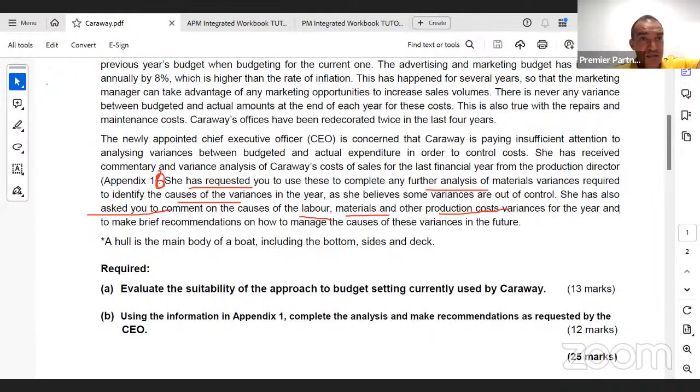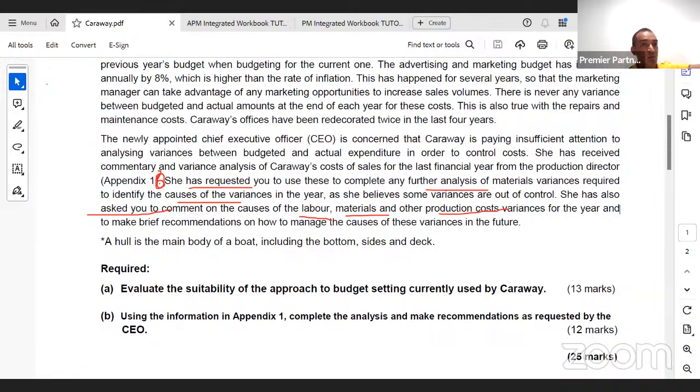So now, in your answer script, you have to quickly put a subheading. Causes of material variance, causes of labor variance, causes of other production cost variance. You have to individually answer all these requirements. Remember that. You can't put everything into one bucket. What she wants you to now remember, this is not the CEO, this is your examiner giving you instruction. One key point that he doesn't like is not listening to him. Right? Examiner always says, my instructions should be followed as they are. So he is clearly telling you, tell me the variance causes for labor, material, and other production.